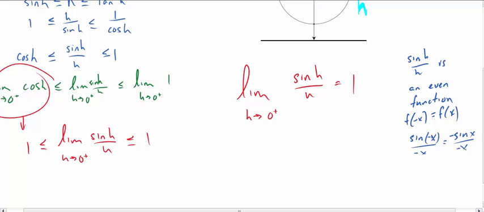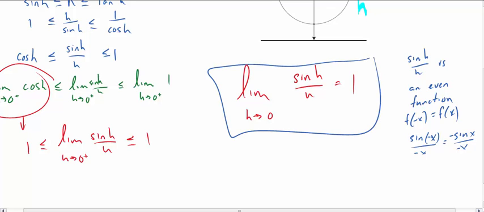So since this is an even function, that means it's symmetric across the y-axis. And that means as h approaches 0 from the negative side, sine h over h also equals 1. So we can say that the two-sided limit of sine h over h is equal to 1. This is going to be a very important idea for us.